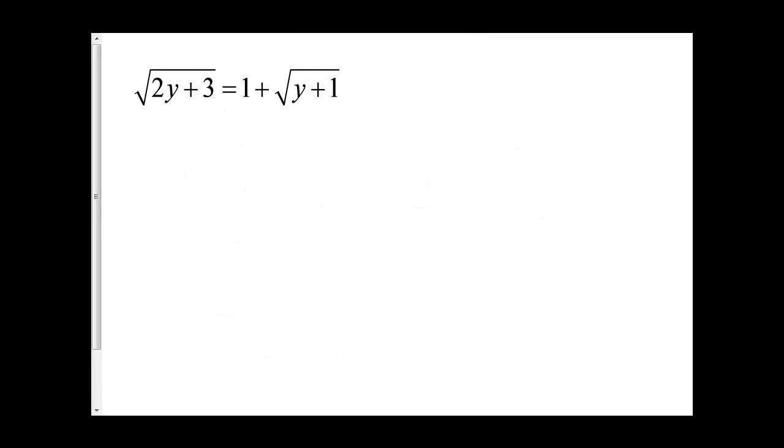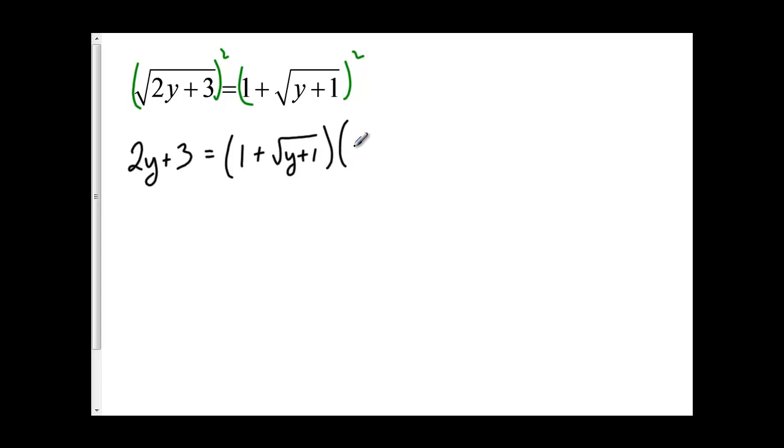Now finally, the most challenging one. Here I have two square roots, but in this example, I've got a 1 here, which is going to mess it up when I square it. So to get rid of my first square root, I'm still going to square both sides. So on the left, it's quite simple. I get rid of the square root, and I get 2y plus 3. But on the right-hand side, I've got 1 plus root y plus 1, and another 1 plus root y plus 1. Now I have to expand that out.